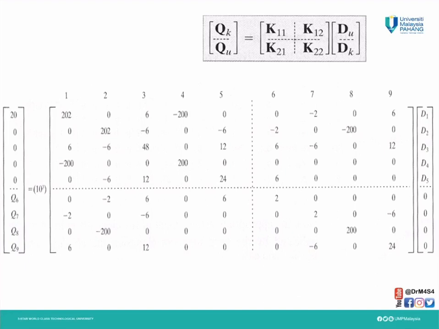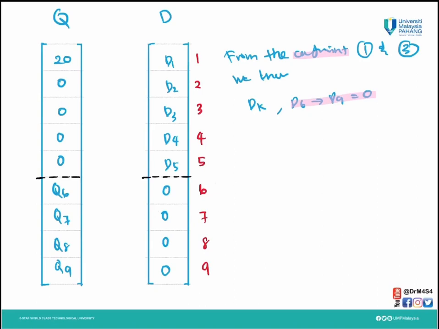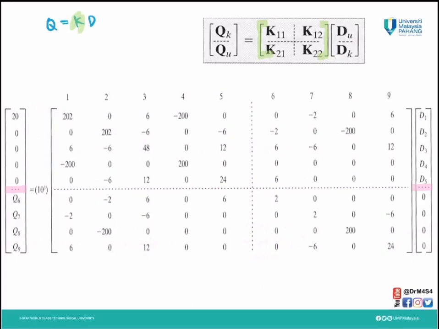Now we need to assemble our structure stiffness matrix, which is capital K. Q equal KD. So you need to assemble this capital K, which is this matrix. We already identified this line previously. Here, so you know the boundary between known and unknown for this one.